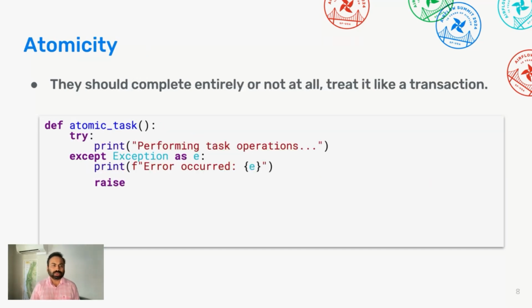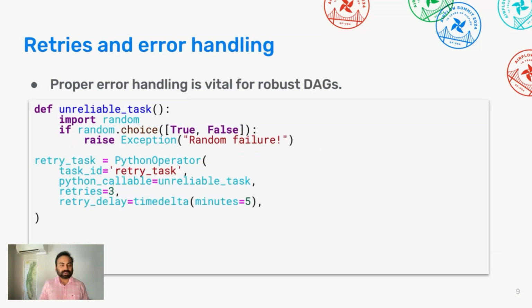We should also treat tasks like a transaction. Essentially, given that we expect the task to run multiple times, we should not have any side effects. If we were to fail in between a task, we should also clean up so that there are no side effects. That way, when we run next time, we have a clean all-or-nothing situation when we run the task.